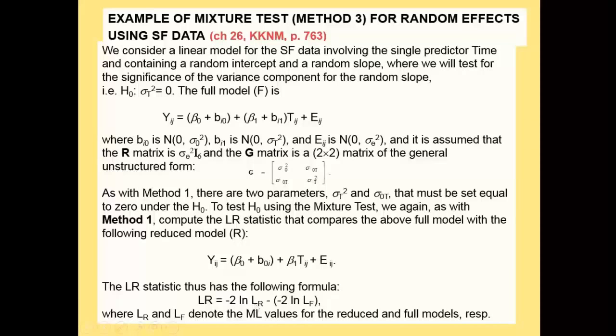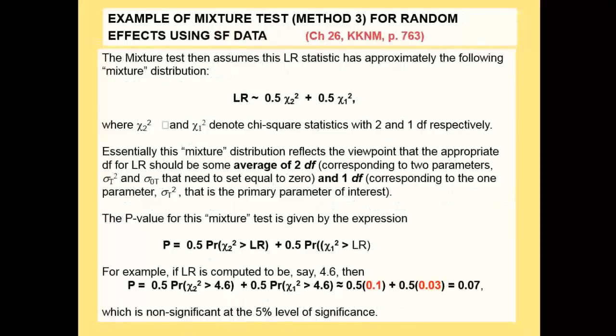But I'm not done. I've got a likelihood ratio statistic. What do I do with it? The mixture test says this is what I do with it. This is the thing that may blow your mind. But the program makes it easy. The mixture test assumes that this likelihood ratio approximately has the following mixture distribution: 0.5 times a chi-square with 2 degrees of freedom plus 0.5 times a chi-square with 1 degree of freedom.